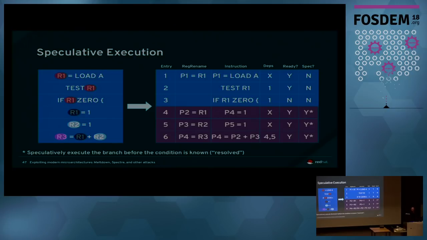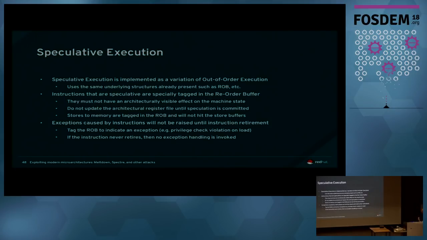It's an optimization. If I'm right, the machine keeps going, it's a bit faster. If I'm wrong, I have to throw away some state, but I'm no slower than if I just waited to find out the result of that conditional check. So speculation is something that we build in out-of-order machines. It's part of our branch prediction hardware, and we use it to get a performance optimization.